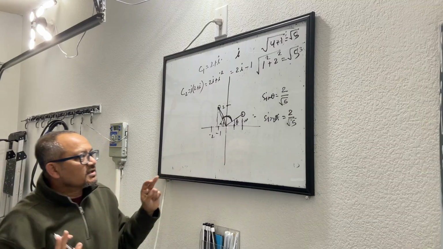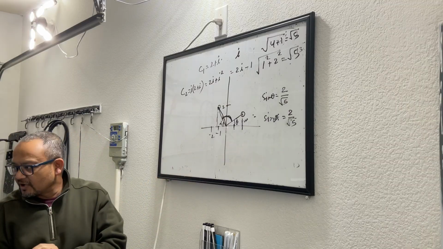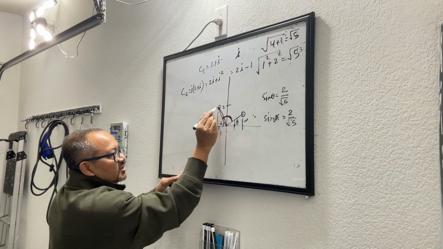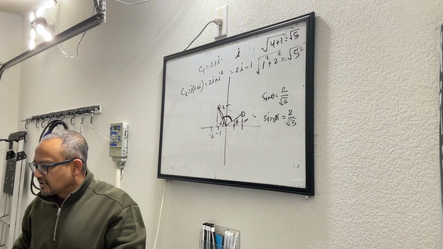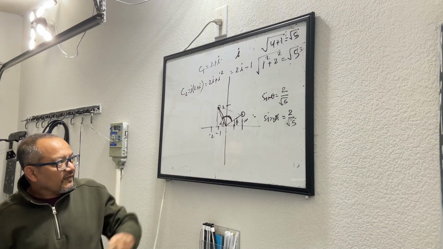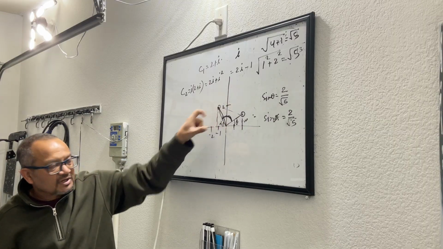Oh yeah, let's not worry about it. Let's assume that this is 90 degrees only. Now you will say why? Find out the slope of this line and the slope of this line.